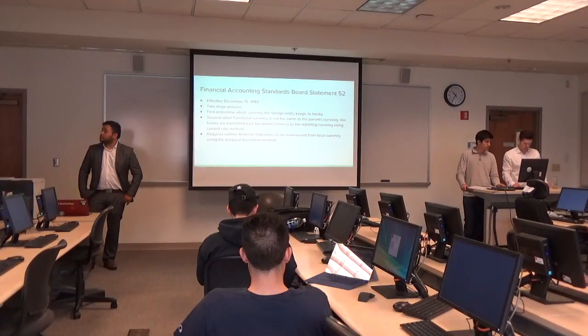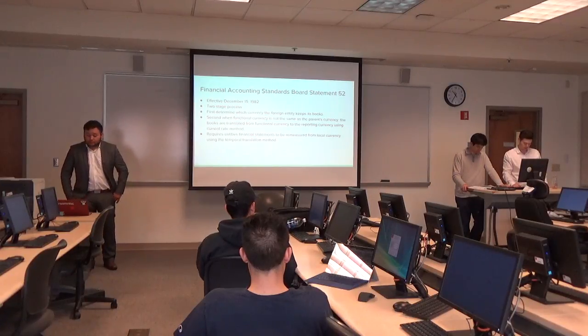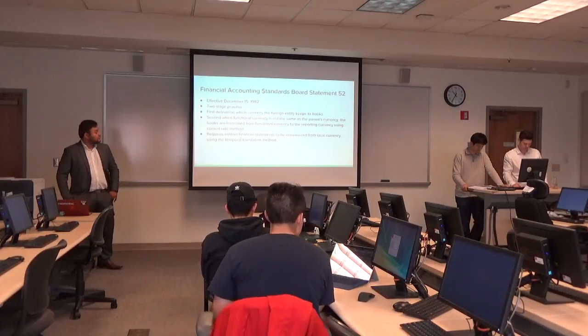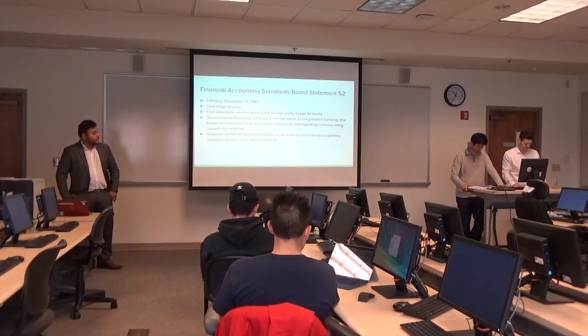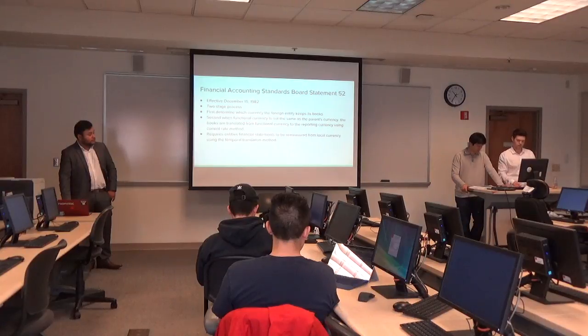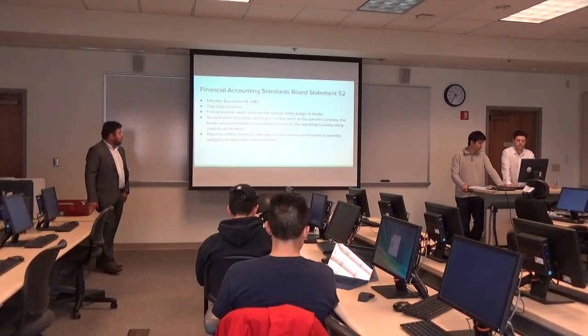The second part of this process is when the foreign entity's functional currency is not the same as the parent's currency. The foreign entity's books are then translated from the functional currency into the reporting currency using the current rate method. The translation is not required if the foreign entity's functional currency is the same as the parent's. It requires entities' financial statements to be remeasured from the local currency using the temporal translation method.